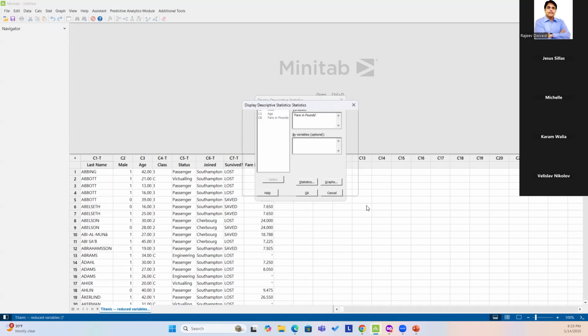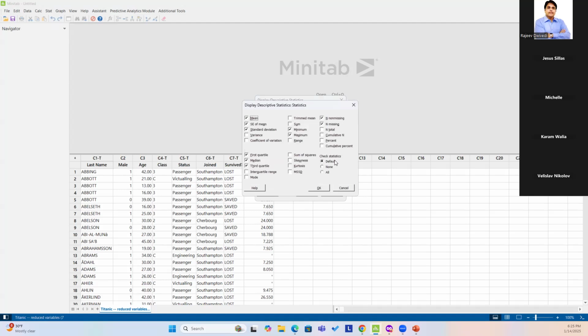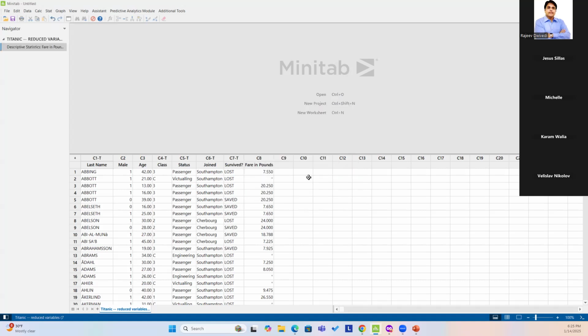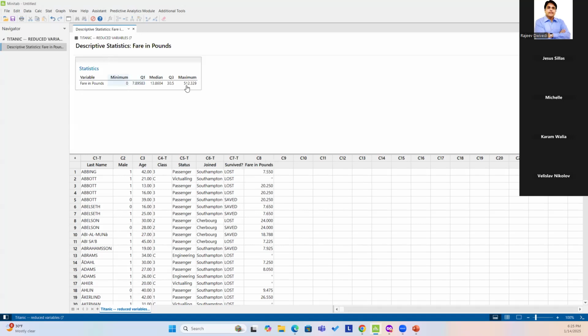Now I go to the Statistics option. Whatever I need, I can put in. This is the minimum value, this is the maximum value. This is the first quartile, which is Q1. This is the median, and this is the third quartile. Now you get all five numbers here. Can you see this? Now you have the minimum, maximum, Q1, median, and Q3.